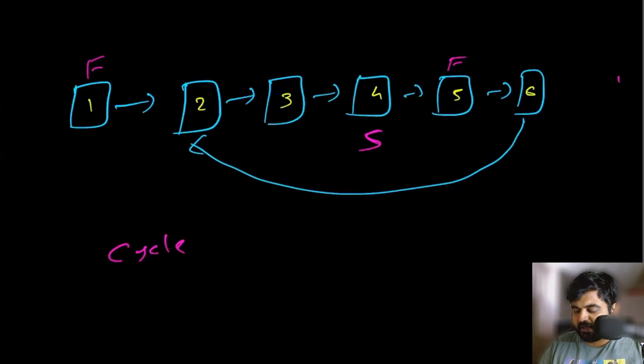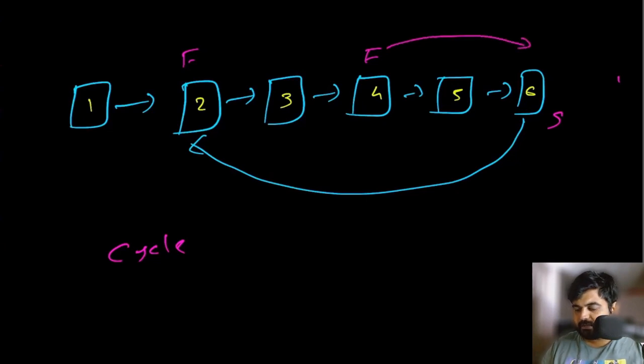Now if the fast pointer takes 2 jumps, the fast pointer is going to end up over here. Now if the slow pointer takes 1 more jump, the slow pointer is going to end up over here. Again, the fast pointer is going to take 2 more jumps, so it is going to end up over here. The slow pointer is going to take 1 more jump, so it is going to end up over here. Now again the fast pointer is going to take 2 more jumps, so now the fast pointer ends up over here where the slow pointer already was.